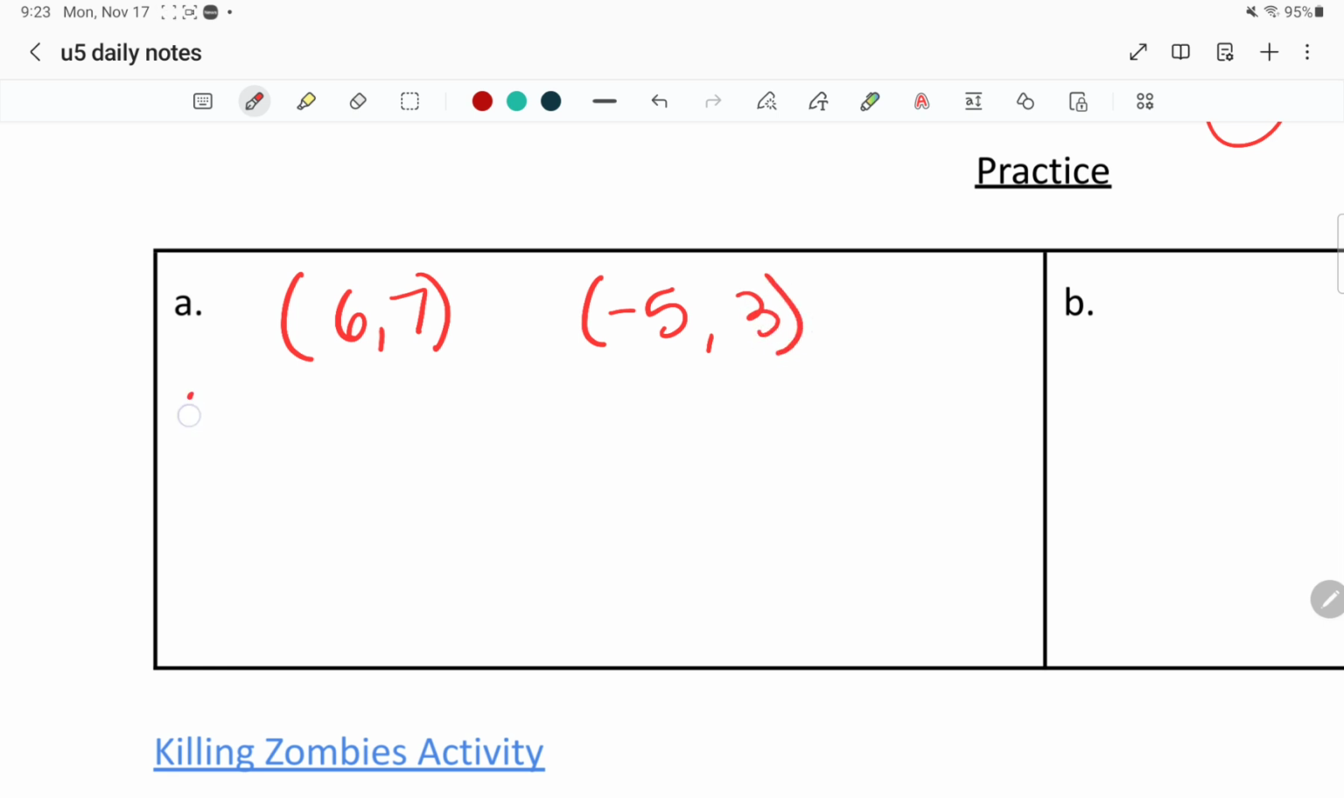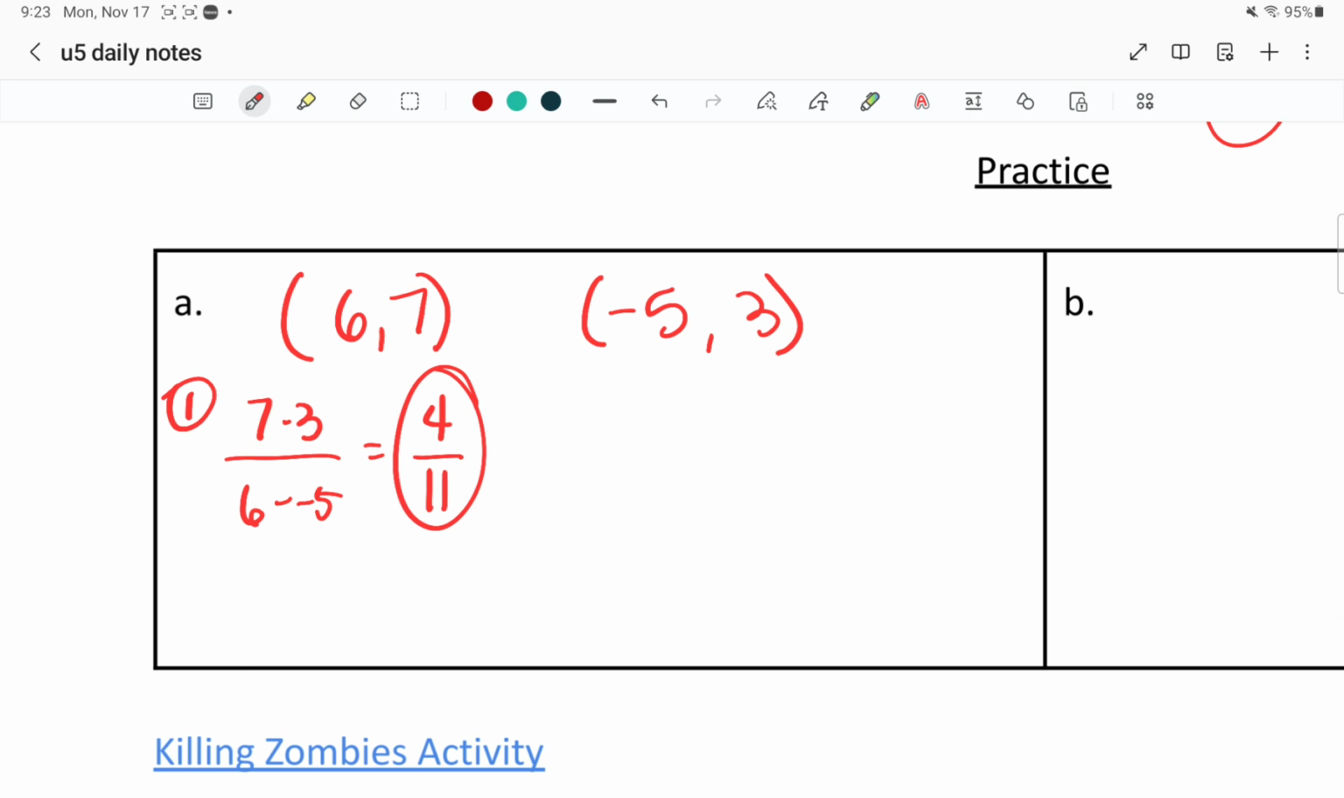Okay. First thing is slope formula. Find your slope. We need point slope, so we need slope. 7 minus 3 over 6 minus -5, which is 4 over 11. I'm doing that in my head. Your calculator can absolutely do it for you too. Okay. Now from here, I'm going to just choose one of the points. Of course, we're going to use 6, 7 because we love it.